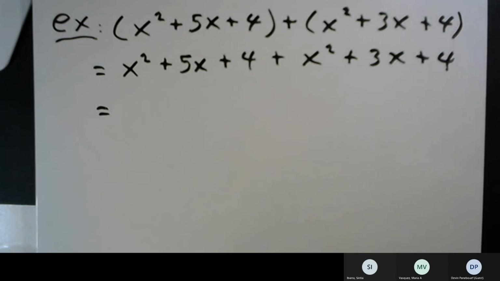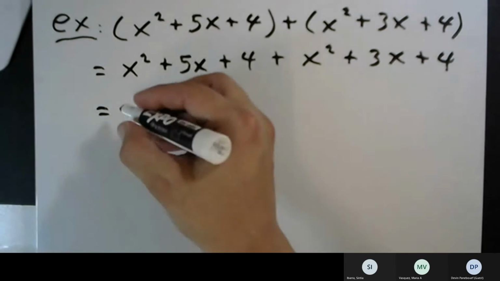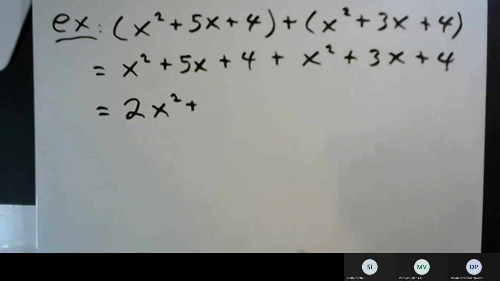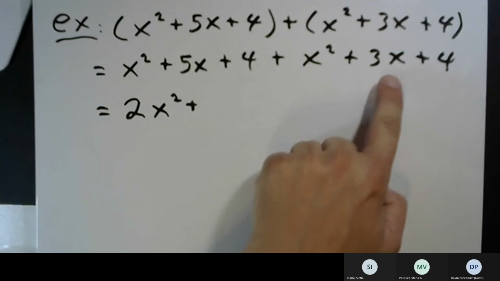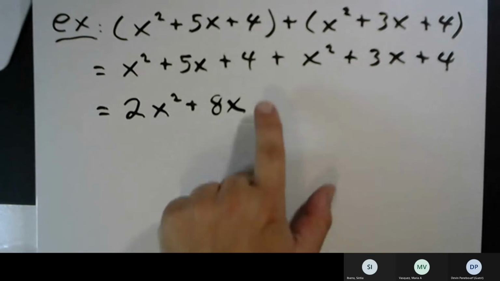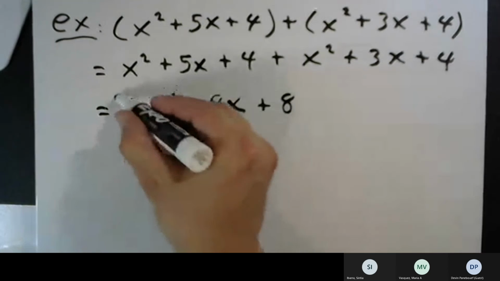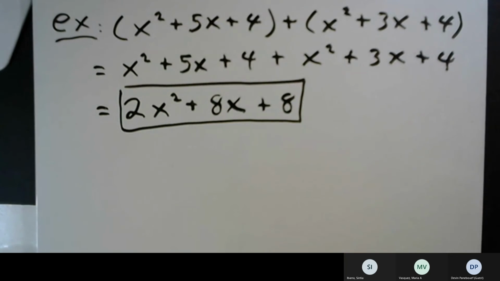So in this case, you have a type x squared and a type x squared. There's two of them, so you have two x squareds. There's 5 x's, 3 x's, that's 8 x's. And then 4 plus 4 gives you 8. So questions about that?